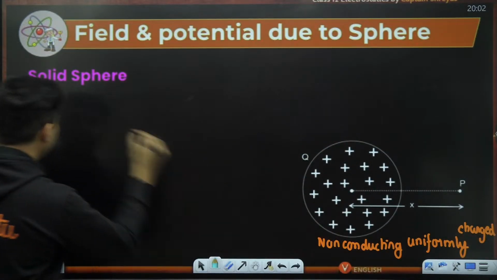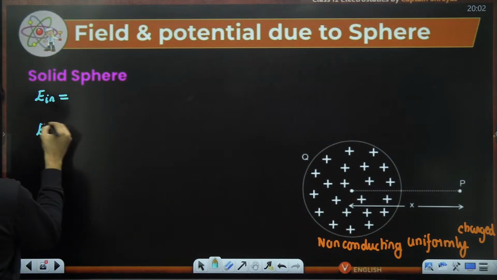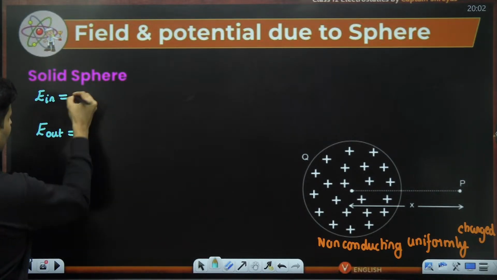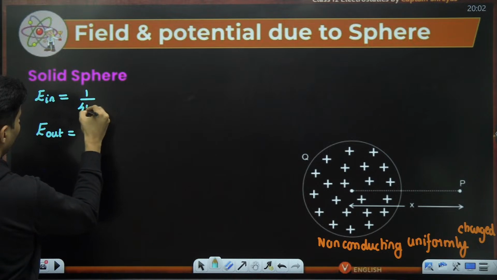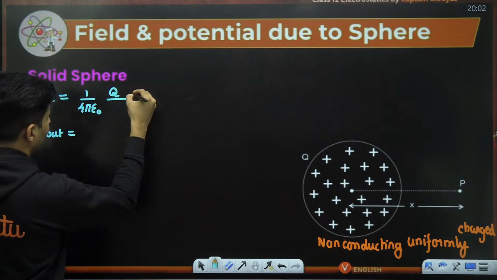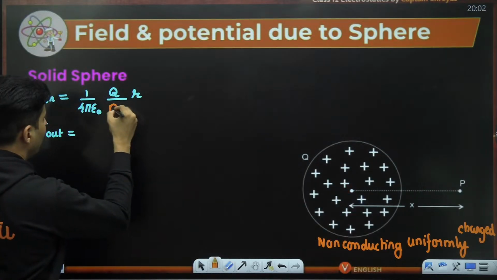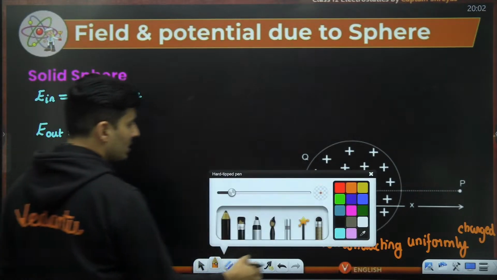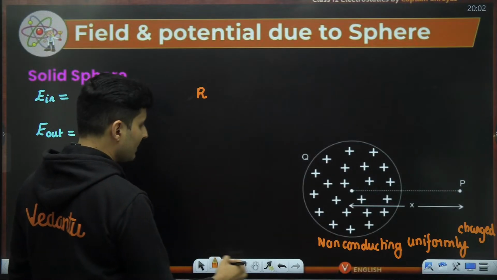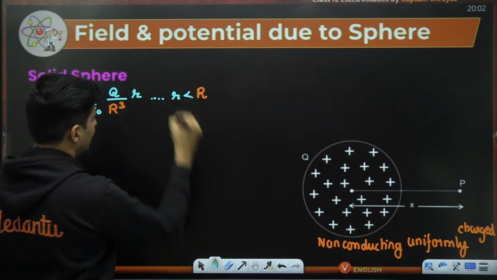When you are inside, the field is different versus outside. When you are inside, I had given you the formula 1 by 4 pi epsilon naught, last time, Q divided by R cube and multiplied by r. This is capital R cube, that is the radius of the sphere. So this is when you are inside, guys. That means r is less than R.